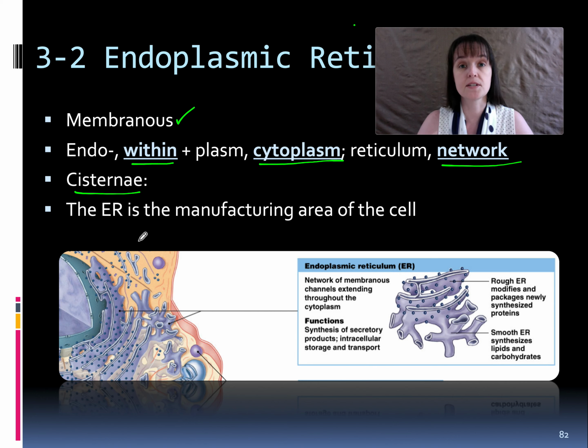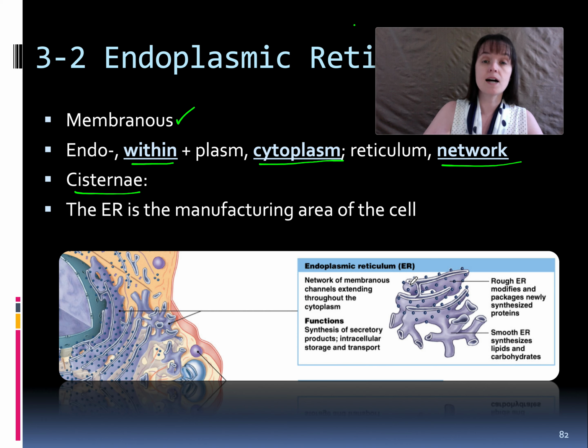Four major functions of the endoplasmic reticulum. Number 1, synthesis. So, making stuff. The ER makes proteins, carbs, and lipids. 2 is storage. Nice place to store stuff. 3 is transport, because stuff that's made here gets moved through the cisternae to other places. And 4 is detox, and this is mainly in the liver, and we actually aren't going to talk about this very much. And the cisternae, we said, are hollow chambers in the ER, and here's what the ER looks like.